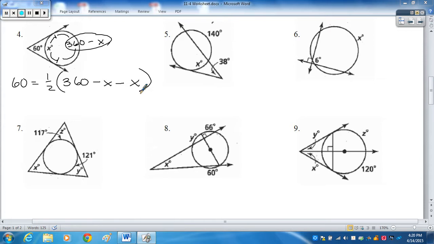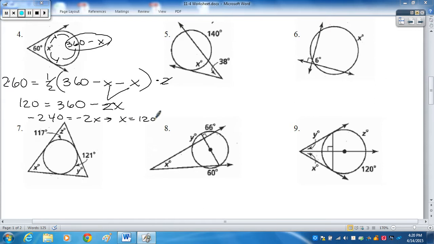My preference from here algebraically is to multiply both sides by 2 to get rid of the fraction. Then bring those two together, minus 2x. Then subtract 360 from both sides, giving negative 240. And then x will equal 120.